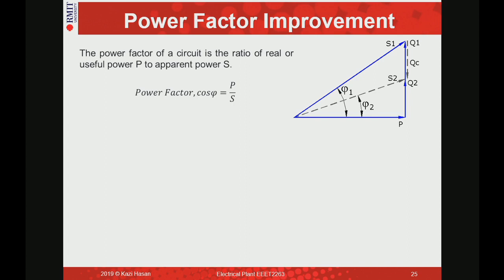Now for this QC, we want to calculate how much capacitor we need to obtain this amount of reactive power. And if your new reactive power is Q2, then as you can see, your bigger triangle does not exist anymore. When your Q2 changes, your S2 changes, and your angle becomes smaller. And angle becomes smaller means your power factor is higher.